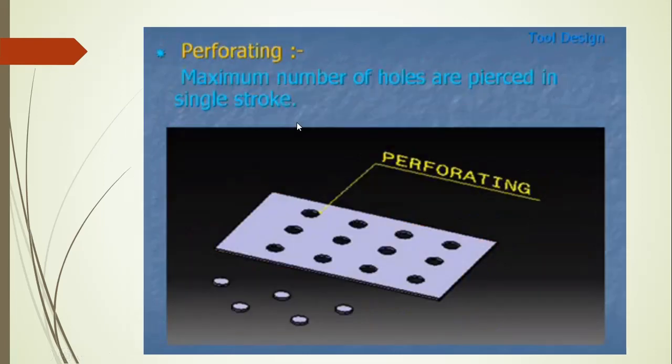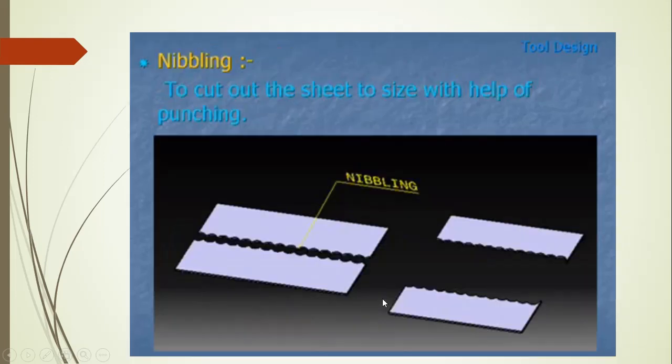Next, that is perforating. Maximum number of holes are pierced in a single stroke, that is, maximum number of holes are pierced or punched in a single stroke. If you are observing holes of equal dimension, suppose 5 mm holes are there, those 5 mm holes are generated or punched out by using a single stroke. That particular operation we call perforating, that is, maximum number of holes are pierced in a single stroke.